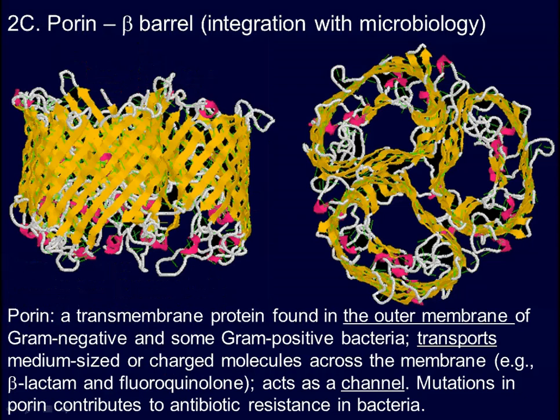Porin is a transmembrane protein found in the outer membrane of bacteria. This protein acts as a channel that transports chemical compounds across the membrane. The key feature of this protein is that it has extensive beta sheets to form beta barrel. Mutation in these proteins increases the antibiotic resistance of bacteria.